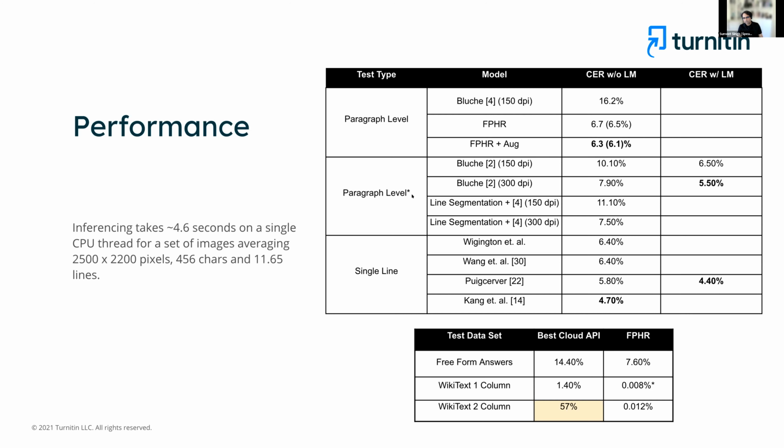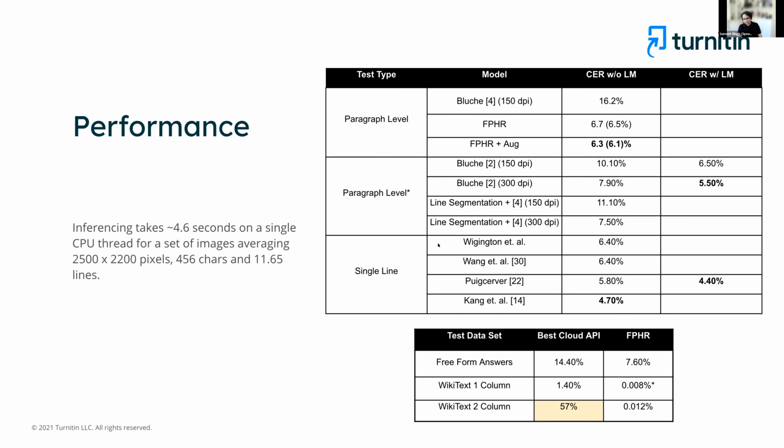Other paragraph level models, which are also evaluated on the IAM paragraph level data set, are the ones listed here, the best ones. But all of these models require the paragraphs to be segmented out separately, and that's why I've put them in a separate category here. But the performance of our model beats all of those as well.